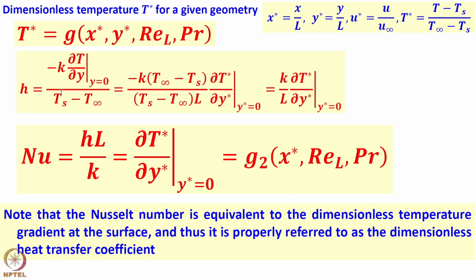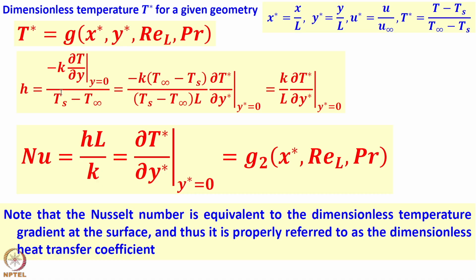So local H is equal to minus K dT by dy at y equal to 0 divided by some delta T. This is a local quantity. Okay, this local quantity is what we are trying to calculate, and then when you do the non-dimensionalization of it, you get this as K by L into dT star by dy star at y star equal to 0. Y star equal to 0 is the non-dimensional location which corresponds to y equal to 0, which is the wall.